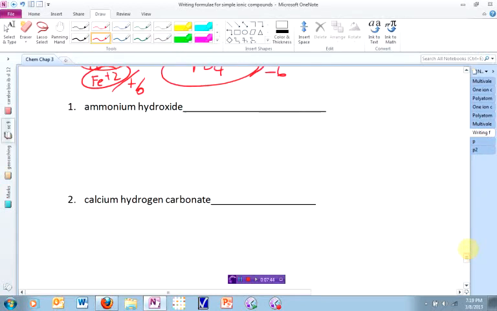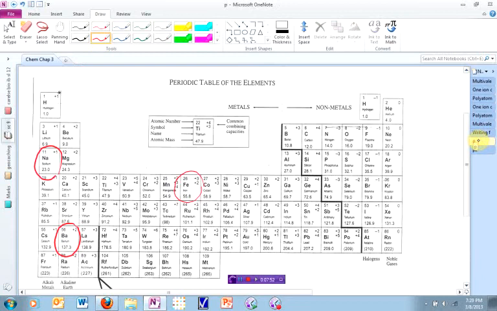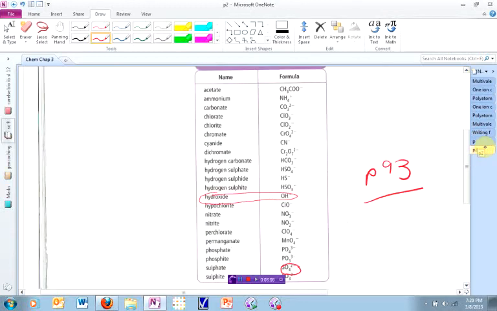Okay, next is ammonium hydroxide. So let's look for ammonium on the periodic table. It'll look a long time. There is no element called ammonium. And it's the only example that we'll use this year where the polyatomic ion has a positive charge. That one's a little tricky.